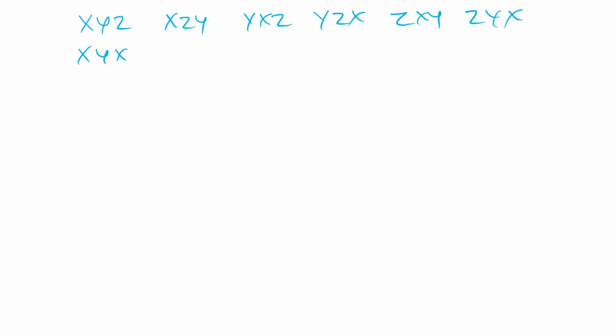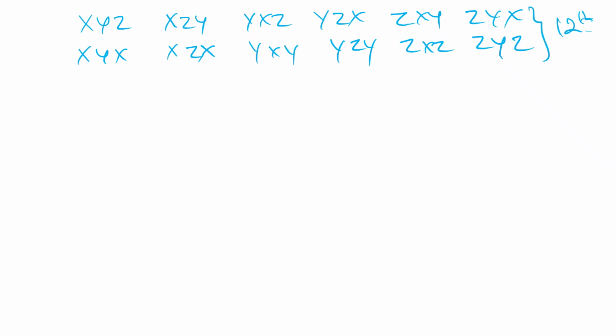So let me show the combinations. The combinations are either you can do XYZ or XZY, then YXZ or YZX, ZXY or ZYX. Then here XYX, XZX, YXY, YZY, ZXZ, ZYZ. So these are the various Euler combinations. So we can make 12 combinations.